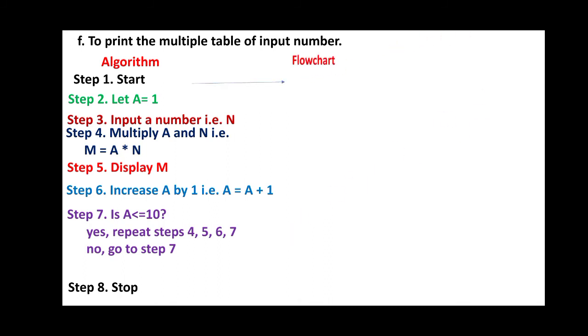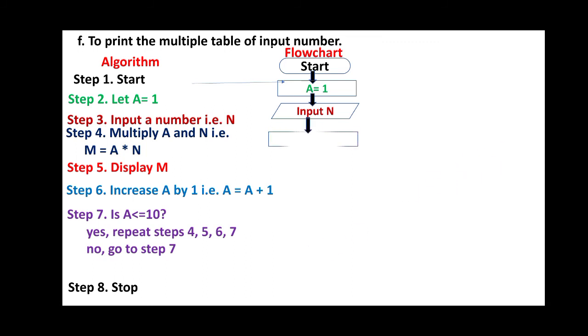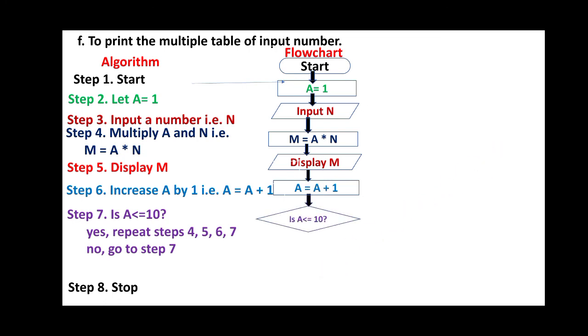So let's write the flowchart here as previously. Start is an oval symbol, then a equal to 1 is a rectangular box, and then input we should take as an input-output box. Multiplication is a rectangular box because it is a calculation, and display is again an input-output box because display means output. Again we should use a rectangular box because it is a calculation, then a flow line, and then we have to compare, that is a decision box. If yes, that means less than 10, then we must go to step 4. Step 4 means multiplication, and then it must repeat. If no comes, then stop.